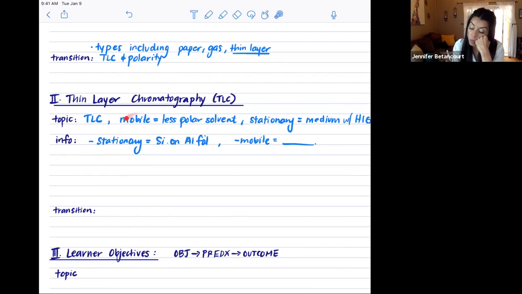Briefly, you're going to use a mobile phase that is a less polar solvent and a stationary phase that is a solid medium coated. So people know what I'm about. A solid medium, not medium in terms of high, medium, low. Medium meaning a solid thing that is coated with some kind of very polar substance. For example, a stationary phase that can be used is silica coated on aluminum foil with the less polar solvent, 4 to 1 to 1, whatever.